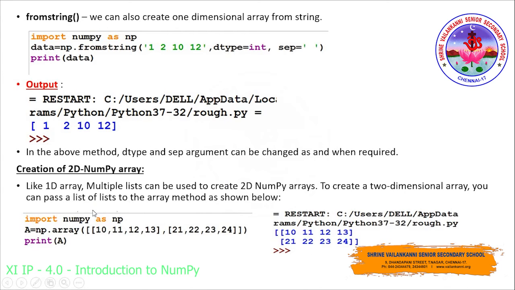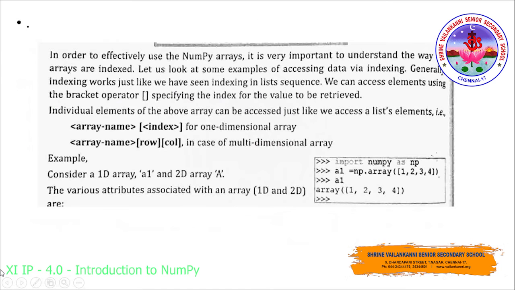If it is a one-dimensional array, you will be passing only a single list to the array method, whereas in a two-dimensional array, we will be passing multiple lists to the array method. It is not that I have to pass only two lists. More than two lists also I can pass to the array method. So like this, we will be creating a two-dimensional array. Clear? And let us see a few more examples related to this.